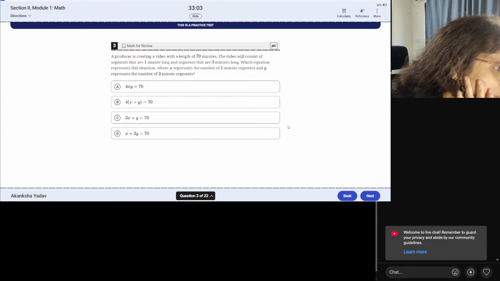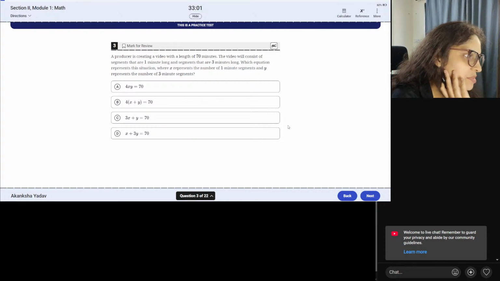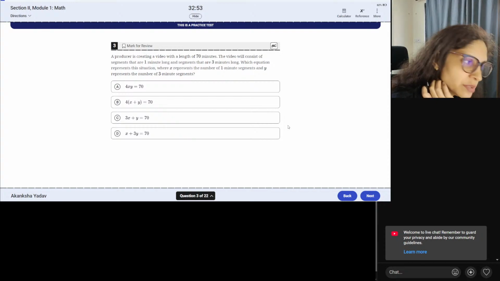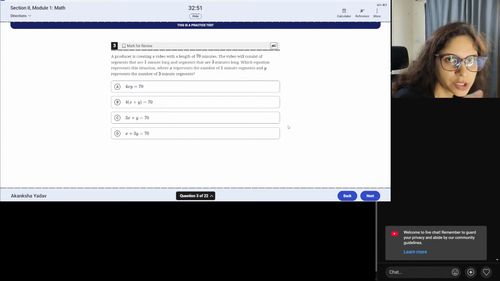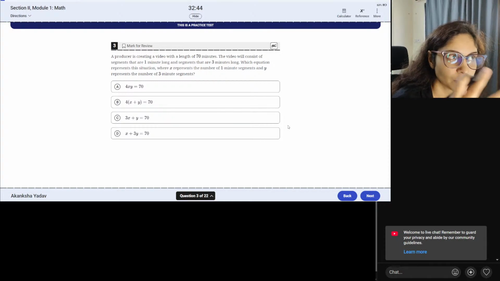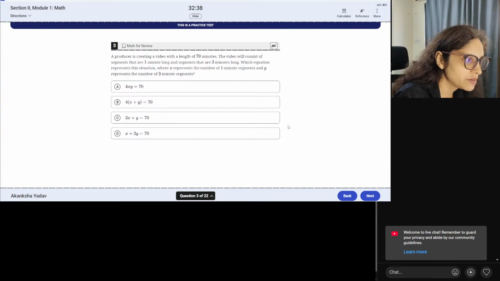Producer is creating a video with a length of 70 minutes. The video will consist of segments that are 1 minute long and segments that are 3 minutes long. Which equation represents the situation? X represents the number of 1 minute segments. So the total minutes covered are going to be 1 times X, that is X. Y represents the number of 3 minute segments. So the number of minutes covered from those is going to be 3 times Y because one segment covers 3 minutes, and there are Y segments. So X plus 3Y has to be 70. Option D.